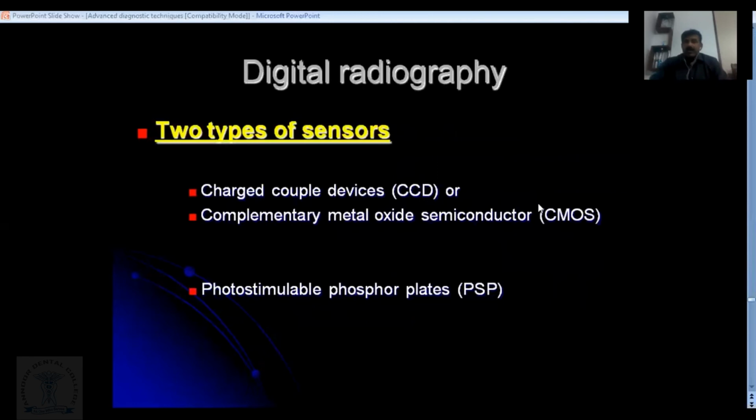When you look at digital radiography, as I told you before, you basically have a sensor, and the X-ray waves act on the sensor, and that image is converted into grayscale and shown on a screen. There are different types of sensors. The first type is the CCDs or CMOS. That was the whole generation of sensors. And now we have another type of sensor, the PSP or photostimulable phosphor plates.